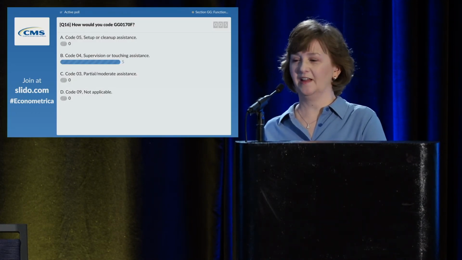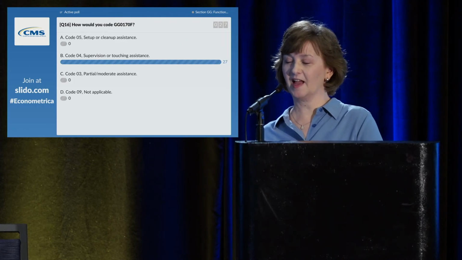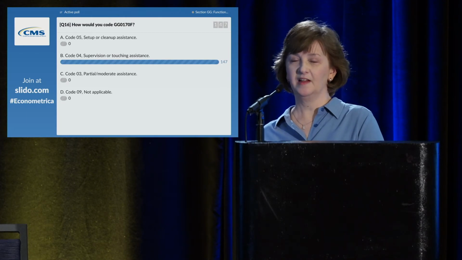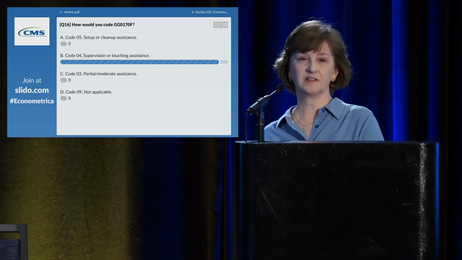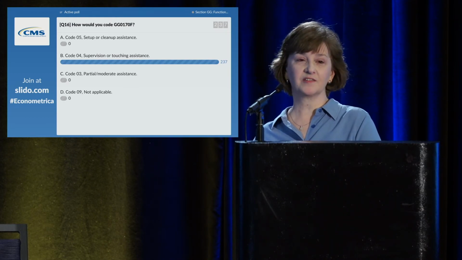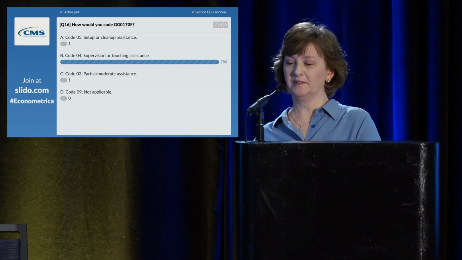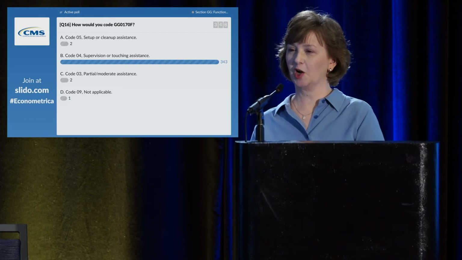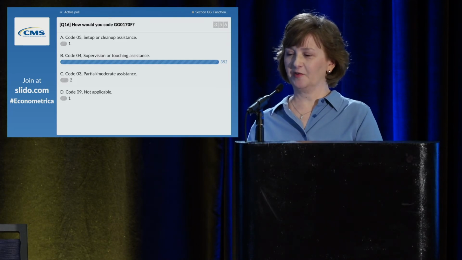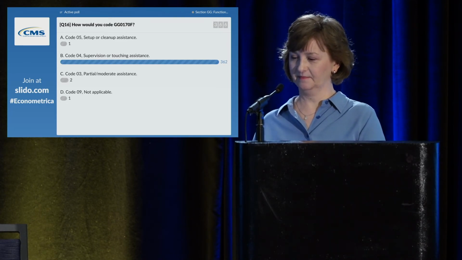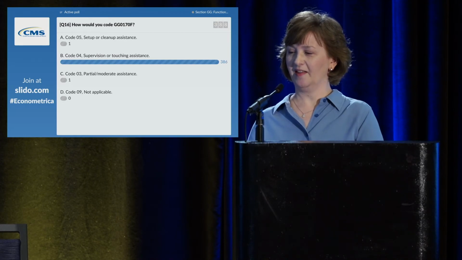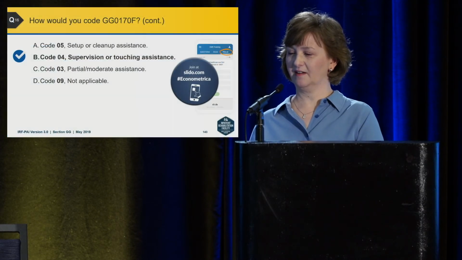If you can enter your codes in Slido, the options are level 5, setup or cleanup assistance; level 4, supervision or touching assistance; level 3, partial moderate assistance; or 09, not applicable. Okay, it looks like there's still some people who are coding, so I will give you another few seconds. Okay, it's starting to slow down now, so I think we can go ahead and move to the answer.